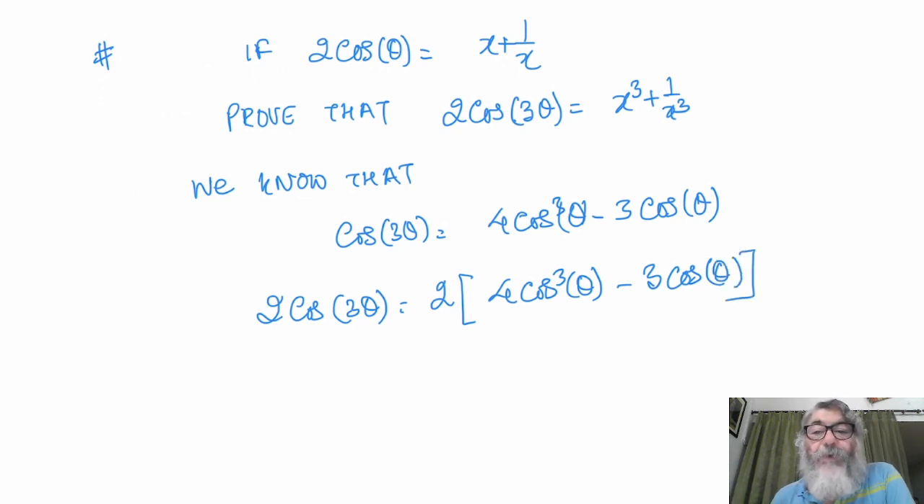Because he wants you to find out 2 cos 3 theta in terms of x cube plus 1 upon x cube. He wants you to prove it equal to x cube plus 1 upon x cube. So we first of all wrote cos 3 theta is 4 cos cube theta minus 3 cos theta. So 2 cos 3 theta will become 2 into that. Let us put the value of cos theta.